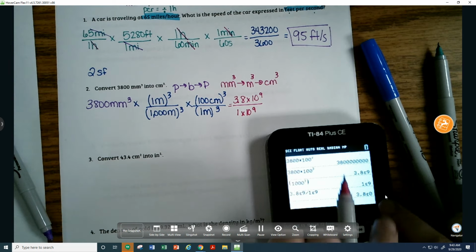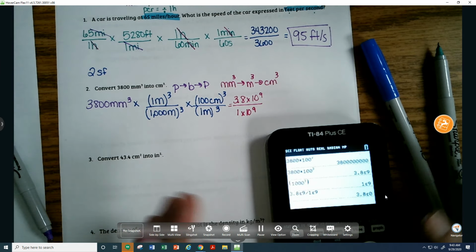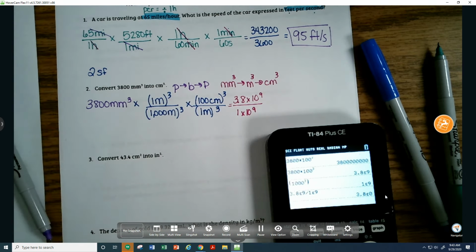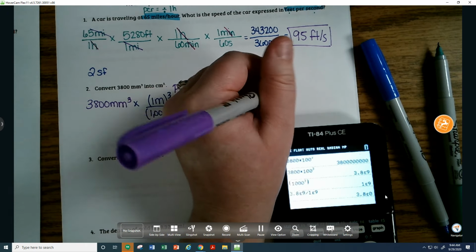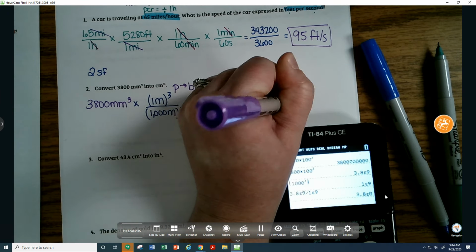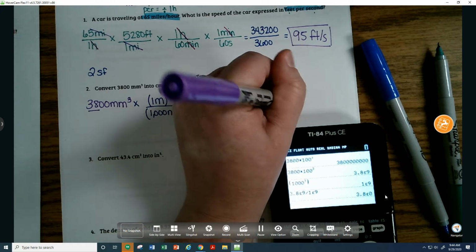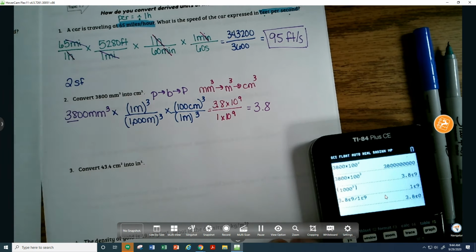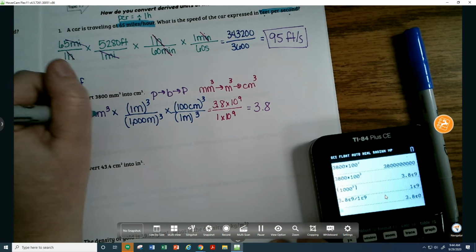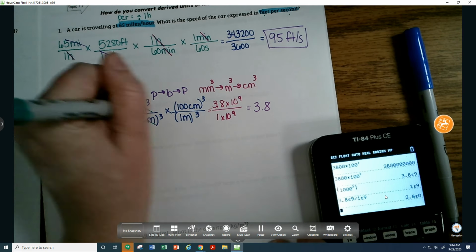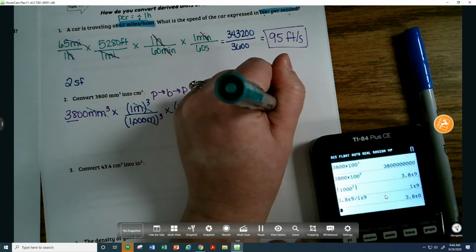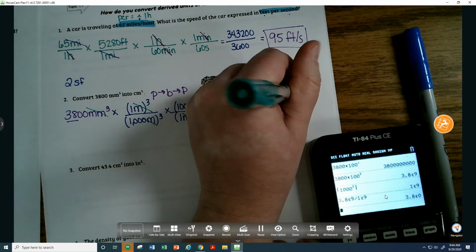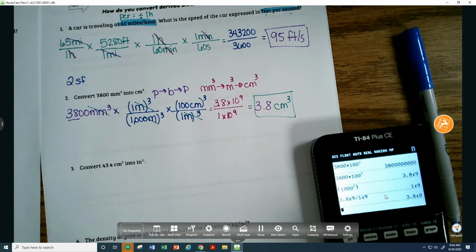So then see how it says E0? That means times 10 to the 0. So really what my answer is telling me is that it is 3.8. This has 2 sig figs. 3.8 has 2 sig figs. Let's look for unit cancellation. Millimeters cubed eliminate, meters eliminate at centimeters cubed. So we are now solved and good to go.